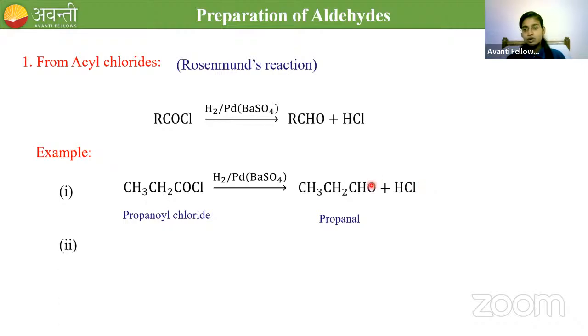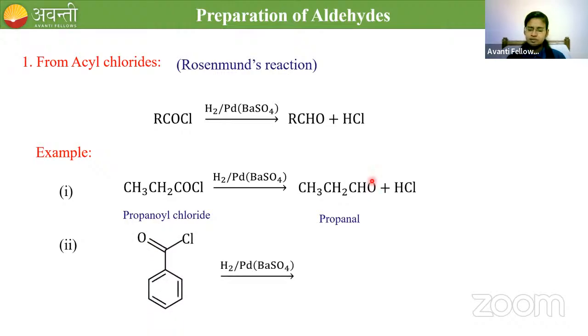Let me give you one more compound, an aromatic compound. C6H5COCl, in presence of hydrogen, palladium, barium sulfate, will give a product X. What is X? The name of the reactant is benzoyl chloride. What will you get from benzoyl chloride on reaction with Rosenmund's reagent? Yes, the answer is benzaldehyde. Very good. The COCl part will be converted to CHO, so it leads to benzaldehyde and HCl.